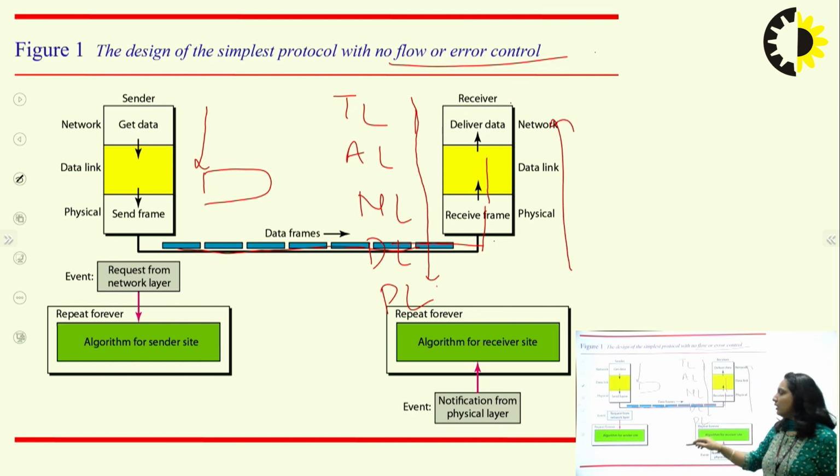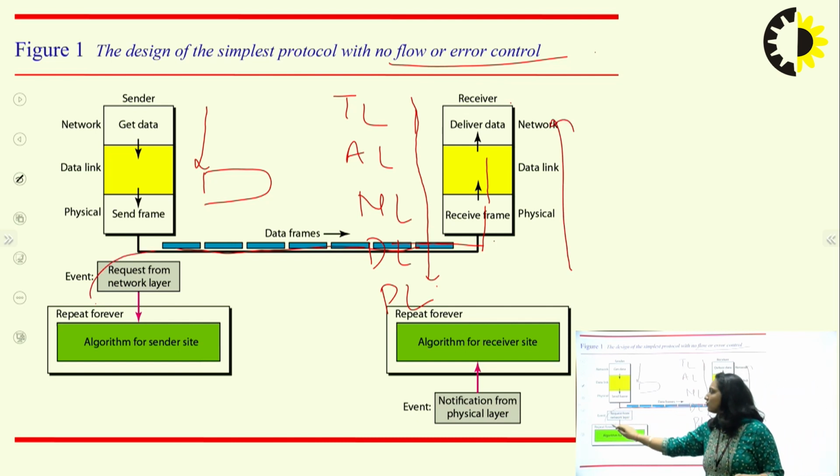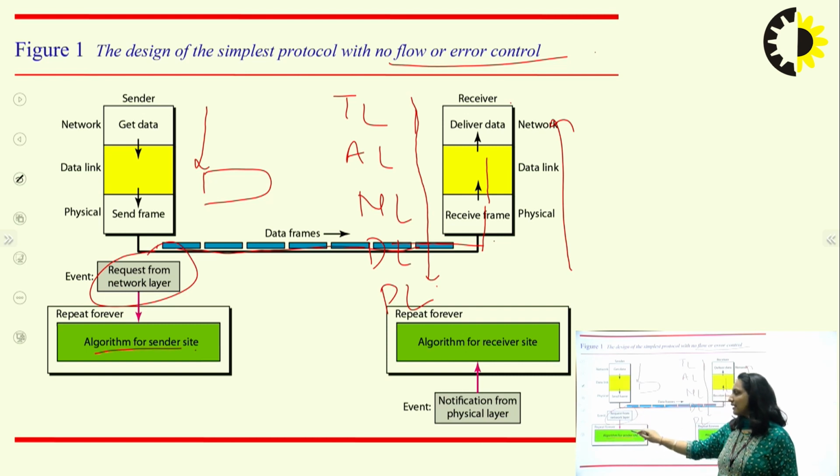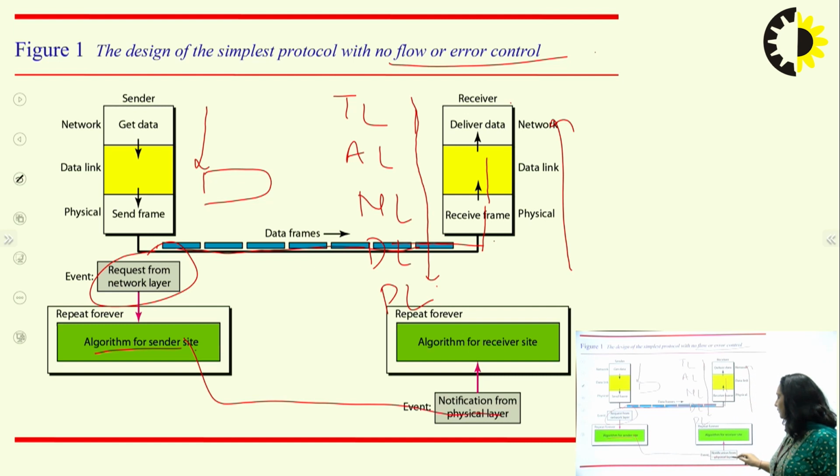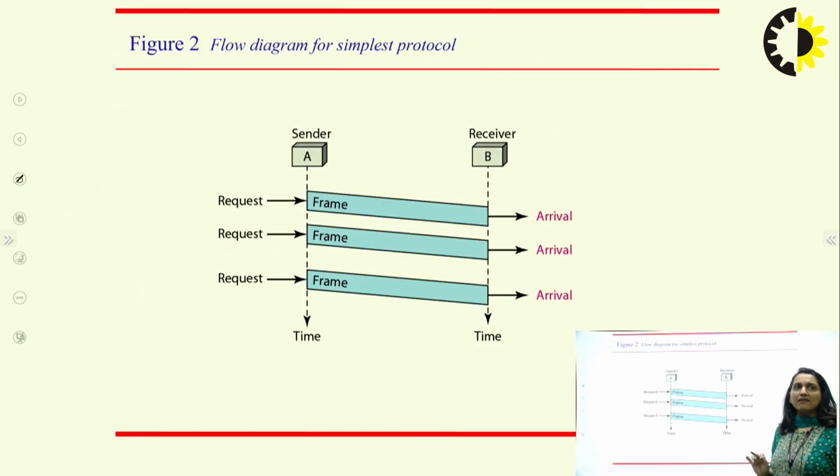We make a request from the network layer and then run a repeat-forever algorithm on the sender side. Then we get a notification from the physical layer, and there is an algorithm on the receiver side. This is the simplest protocol, where we have no flow control and no error control. There is no duplication, no corrupted data, and no lost data here. So we will see a flow diagram of this.